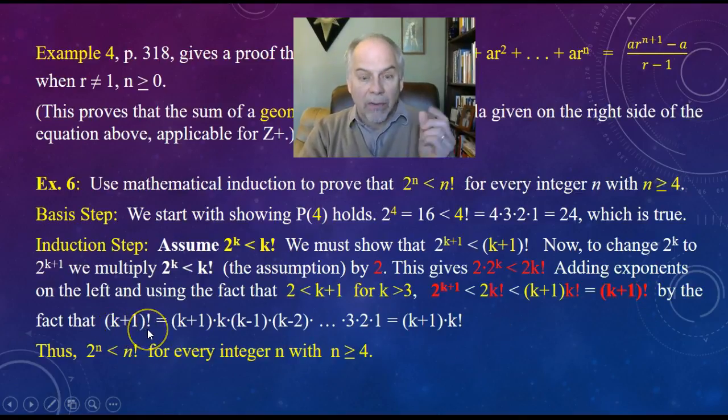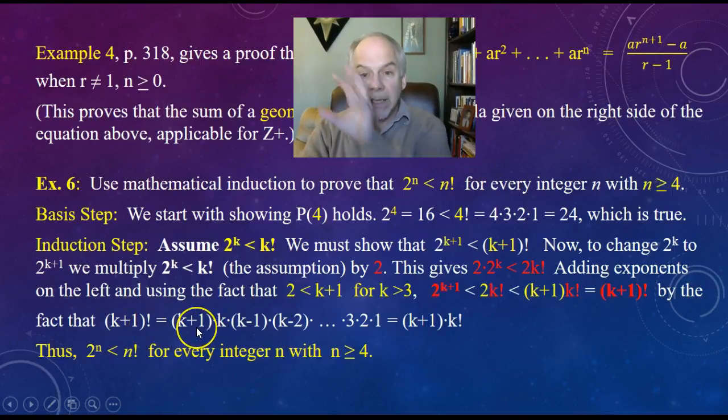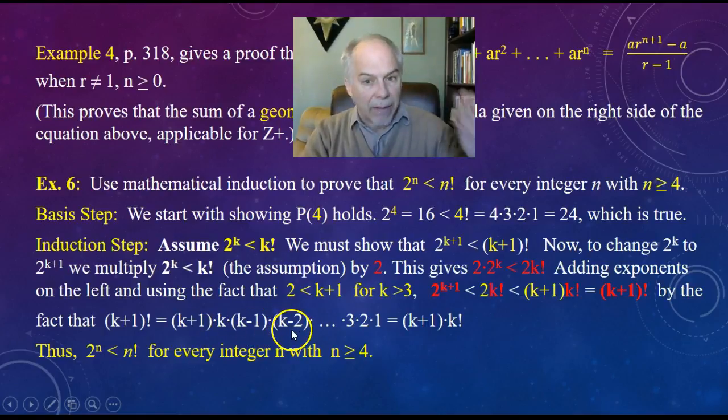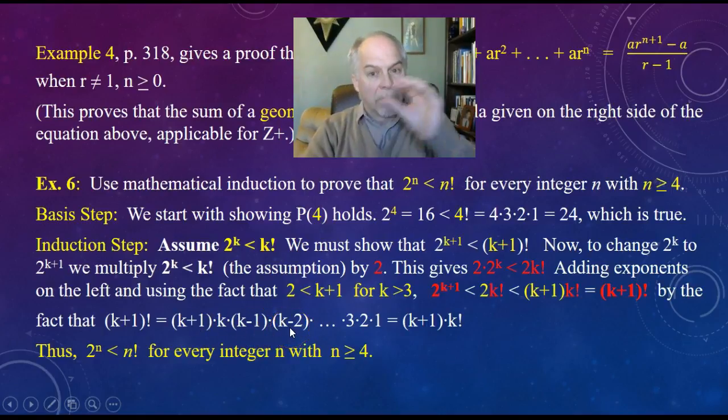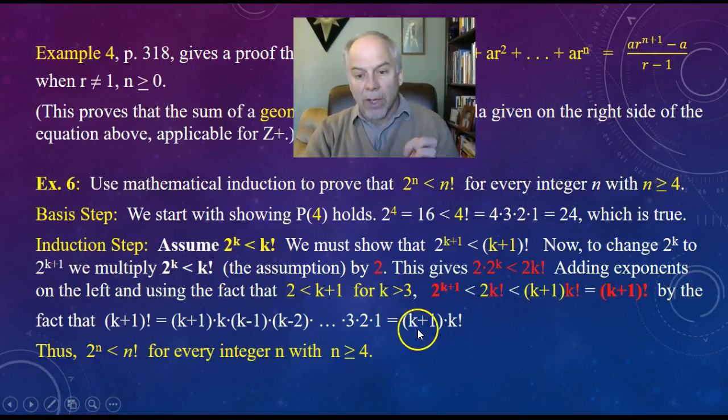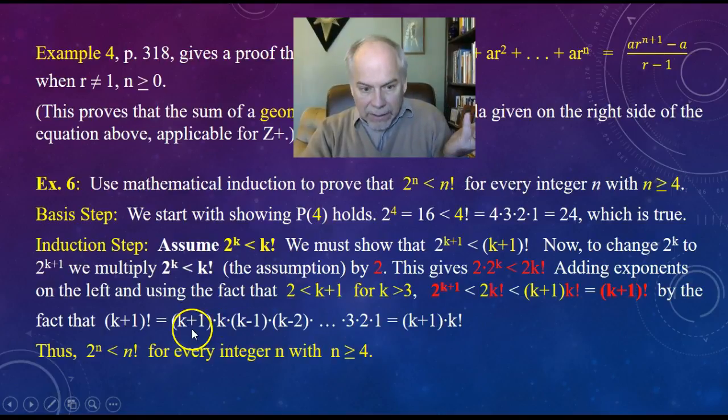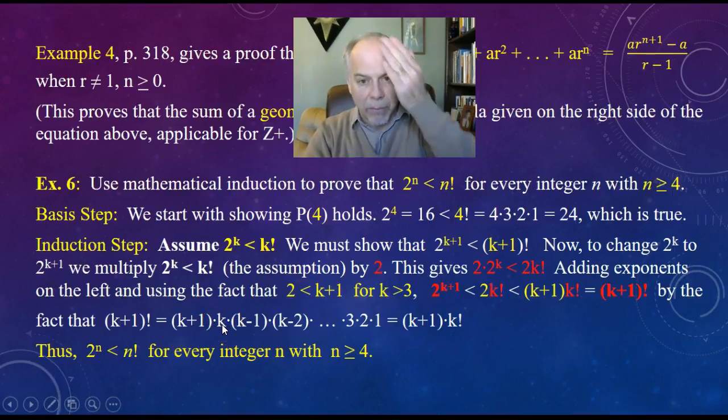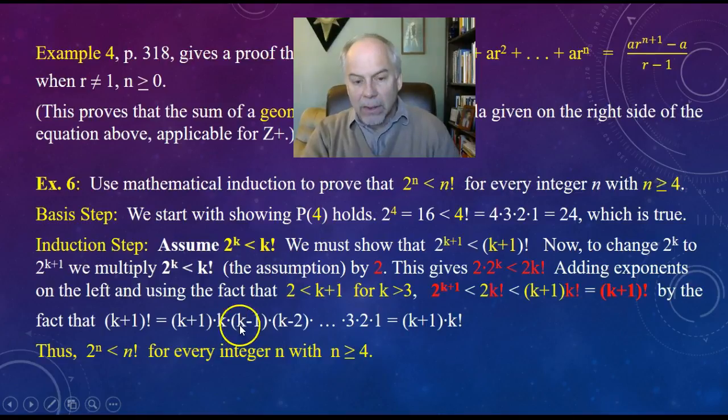k plus 1 factorial, what does that mean? That means k plus 1 times k times k minus 1, and so on. In other words, all the numbers below k plus 1 multiplied together, which isn't that the same as k plus 1 times k factorial? Because k factorial means all the numbers from k all the way down. So k plus 1 factorial is this k plus 1 times k factorial.